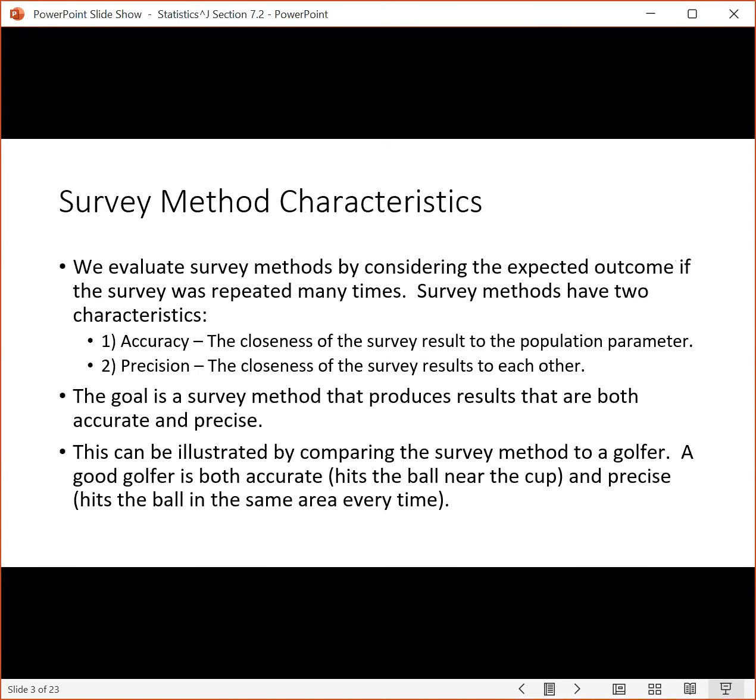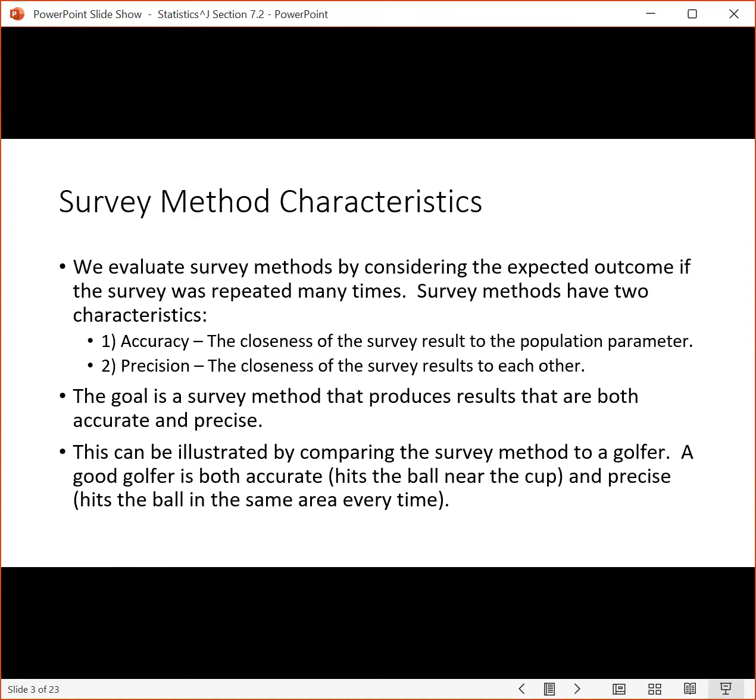We evaluate survey methods by considering the expected outcome if the survey was repeated many times. Survey methods have two characteristics. First is accuracy. That's the closeness of the survey result to the population parameter. Again, that's what we're trying to estimate with the survey. And precision, the closeness of the survey results to each other. The goal is to have a survey method that produces results that are both accurate and precise.